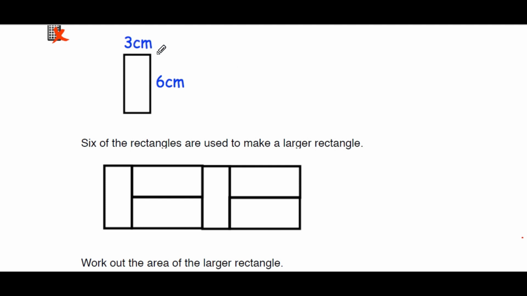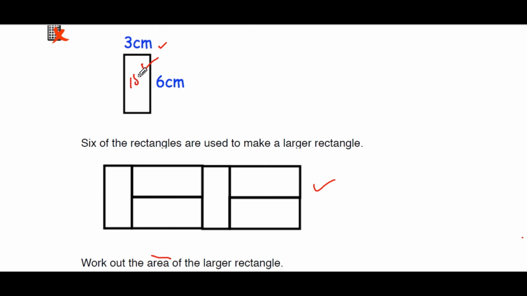So let's start over with this question in which you are given the length and width of a rectangle, which is 3 centimeters and 6 centimeters. Read the question. There is a large rectangle which is made up of 6 rectangles of the same size. So what we have to do is work out the area of the large rectangle.